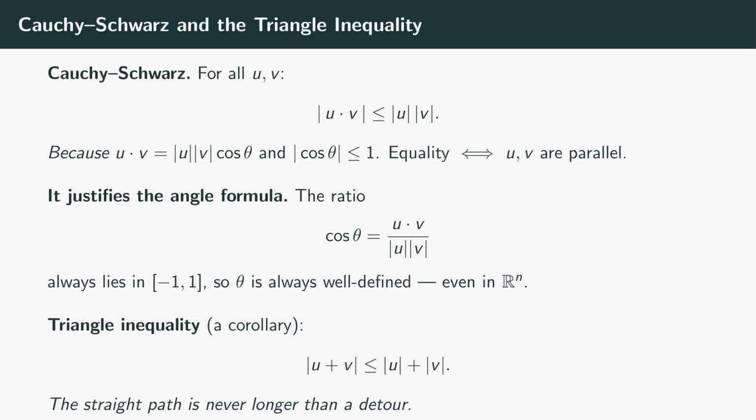It guarantees that when you solve the identity for the cosine, the dot product divided by the product of the lengths, the result always lands between -1 and 1. That's what lets us define the angle between two vectors in any dimension at all, even spaces we can't visualize. Without Cauchy-Schwarz, the angle formula might spit out a cosine bigger than 1, which would be nonsense. A direct corollary is the triangle inequality. The length of U plus V is never more than the length of U plus the length of V. Geometrically, the straight route is never longer than a detour through a third point. One identity, and the whole metric structure of space falls out.